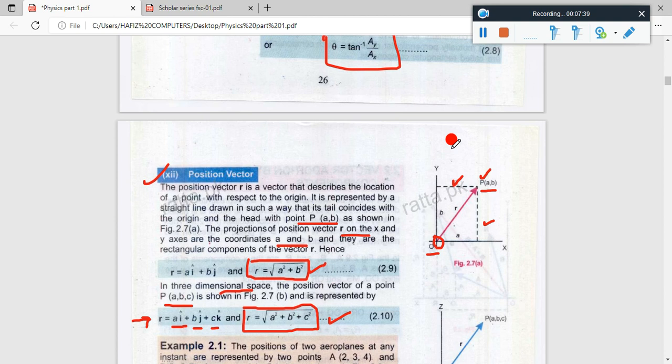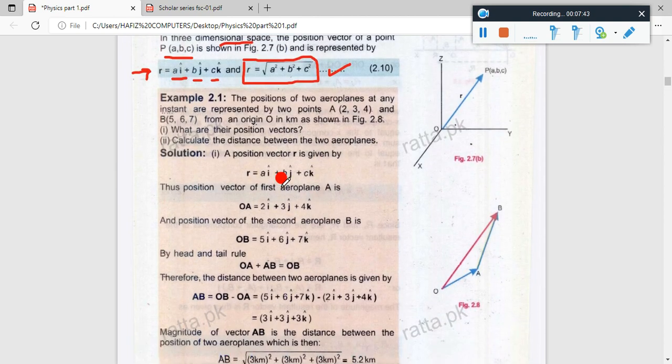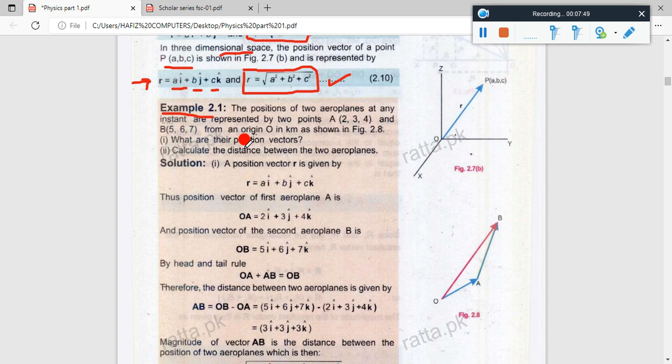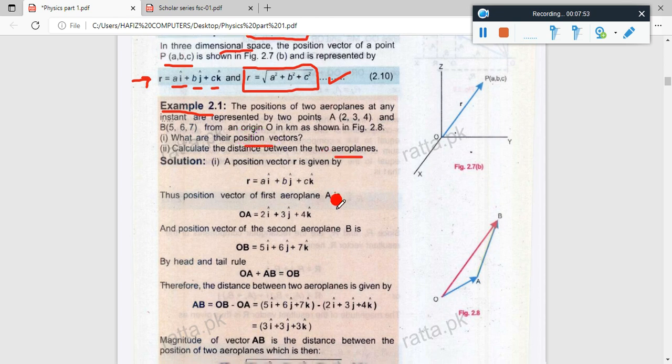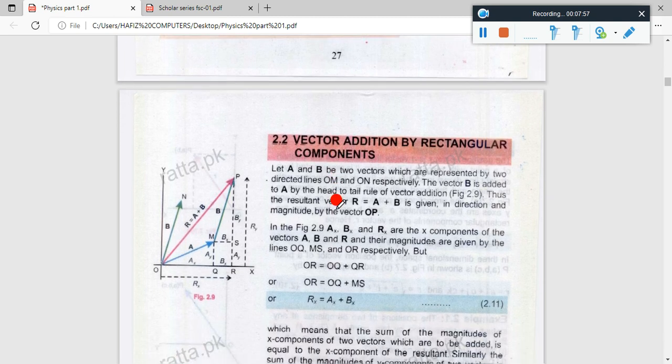That's all from this video. We'll see our next video of problem 2.1, how to solve this problem related to position vectors, how to determine the distance between two vectors. That's all from this video. Next video we will see how to resolve a vector into its rectangular components.